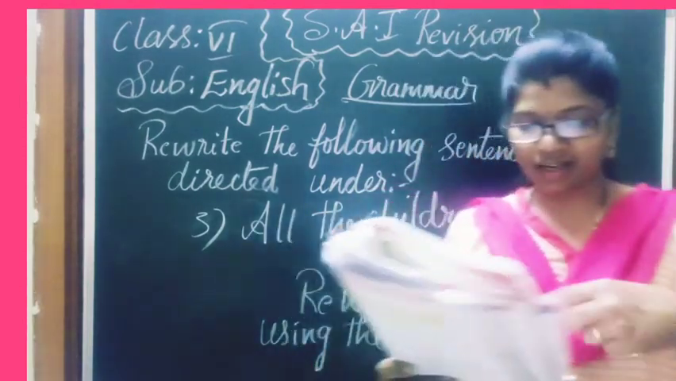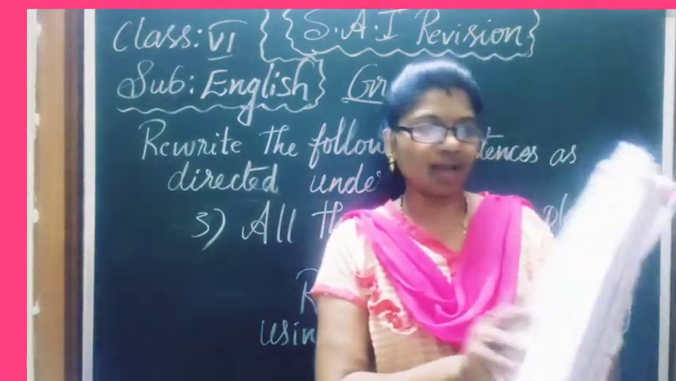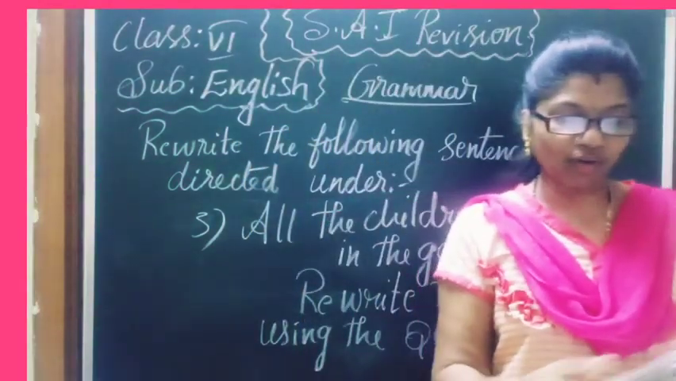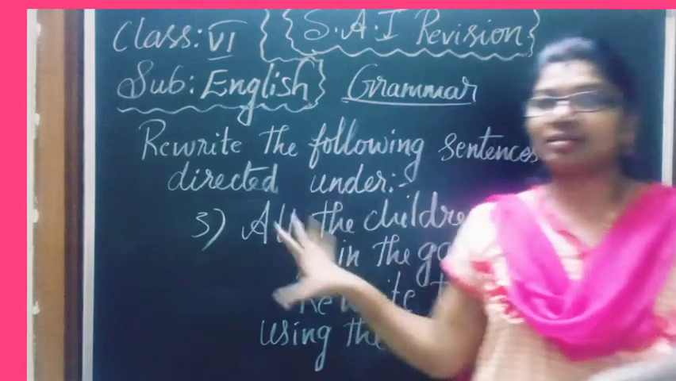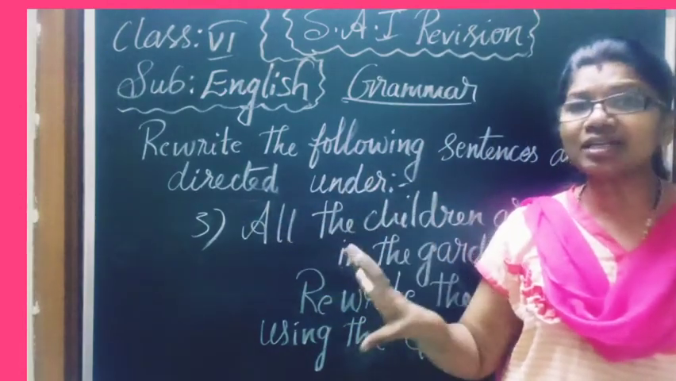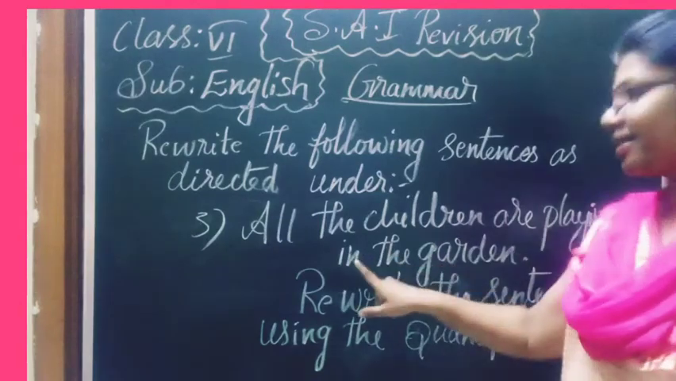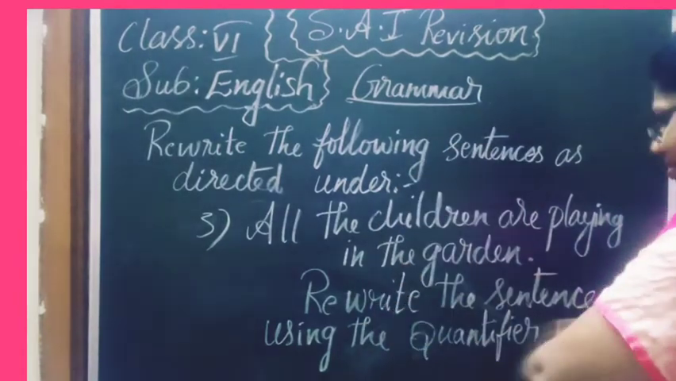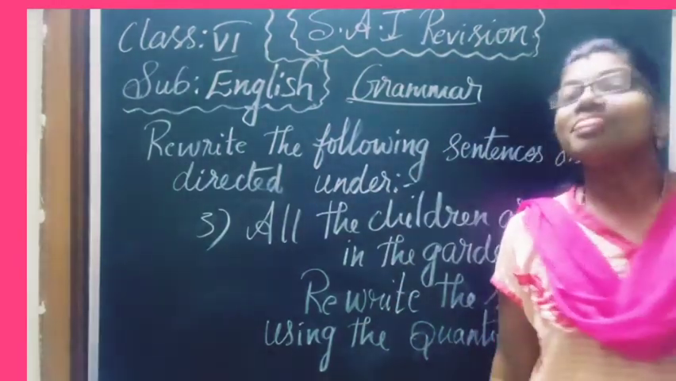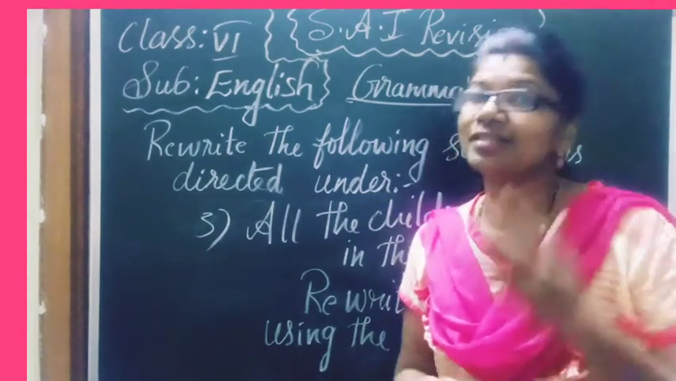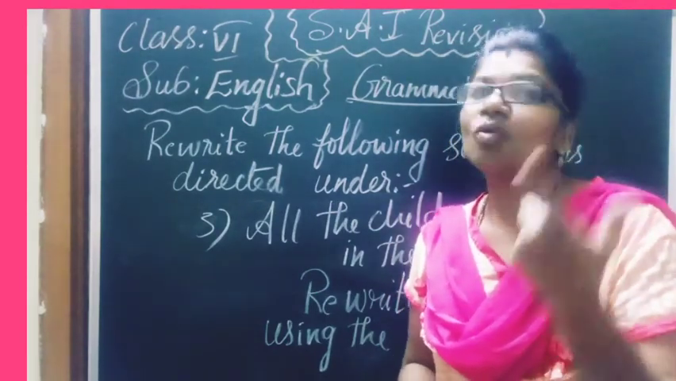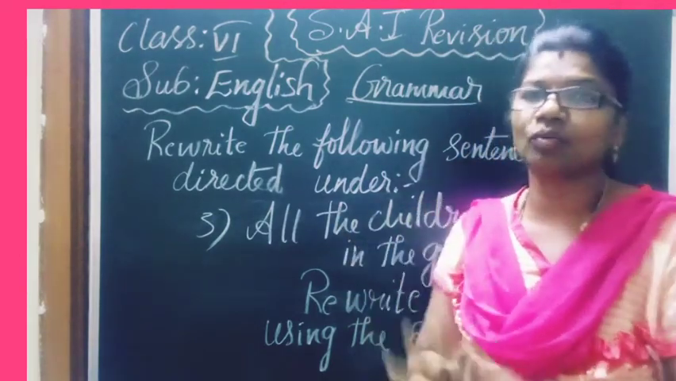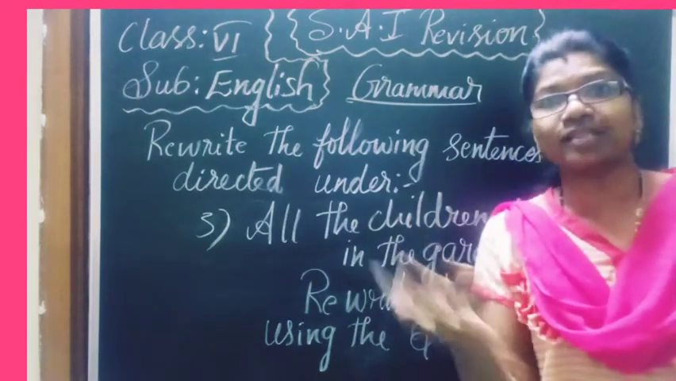This is a table, and they have given some sentences and are asking you to answer the following questions using no or none. The same way I am asking. My question is, all the children are playing in the garden. You should rewrite the sentence by using the quantifier none. That means you should start your sentence with none. None should become the subject of your sentence. Then it should give you a negative meaning, the opposite of this one.